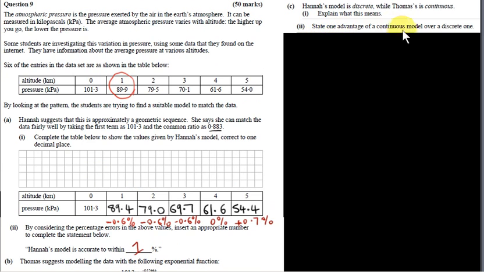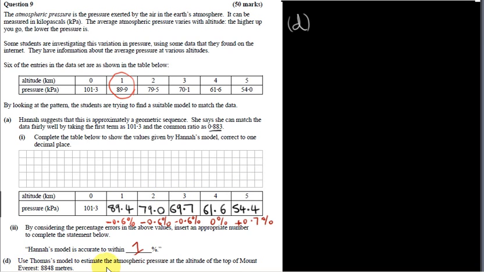State one advantage of a continuous model over a discrete one. Well, one advantage is that we are not restricted to whole number values. We can work with any value we like between, say, these whole number values.